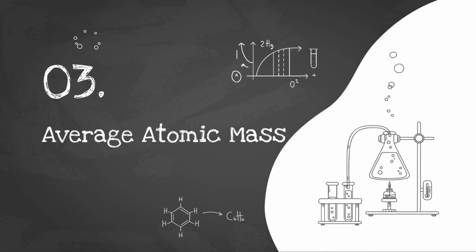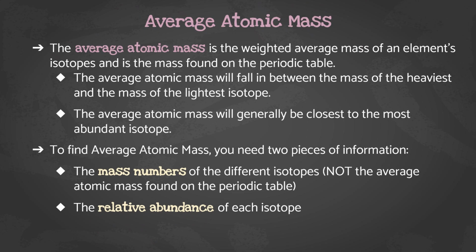All right, so now we are going to move on to the average atomic mass, and we're going to do some calculations to figure out what these are. Average atomic mass is the weighted average of an element's isotope masses and is the mass found on the periodic table. We looked at the carbon atom, which had 6, the element symbol C, and then 12.011, and that is our average atomic mass. The average atomic mass will typically fall between the mass of the heaviest and the lightest isotope, and like I said before, it generally is closest to the most abundant isotope.